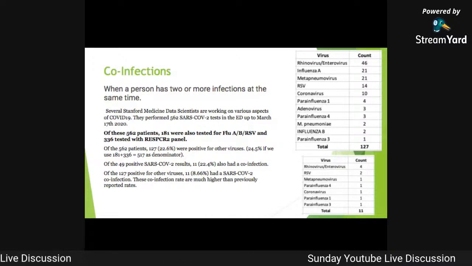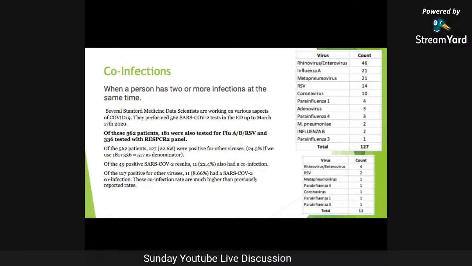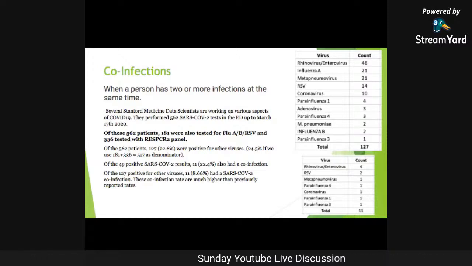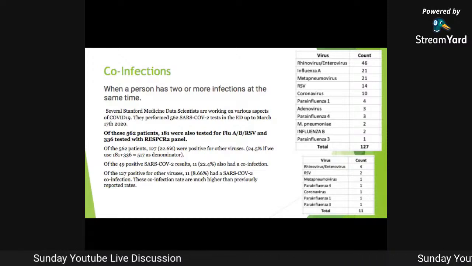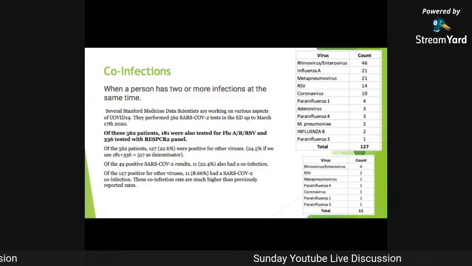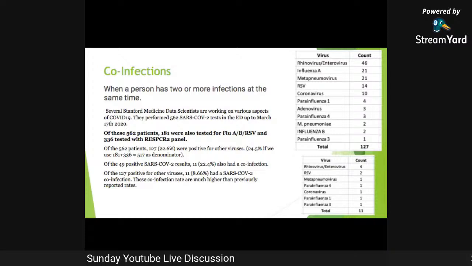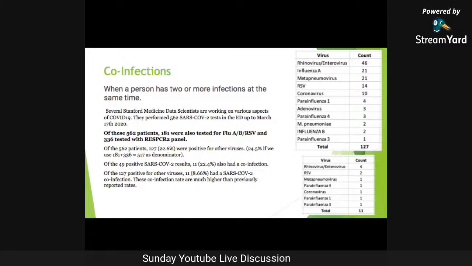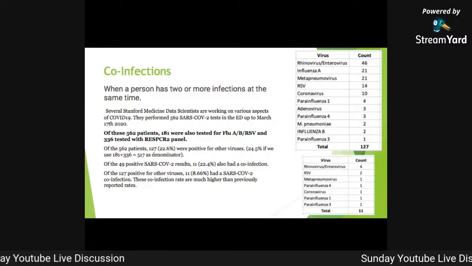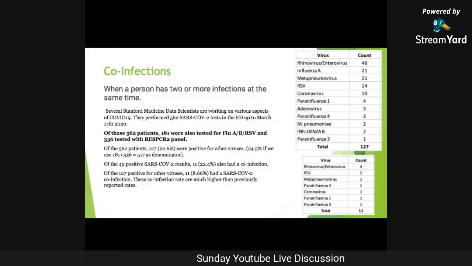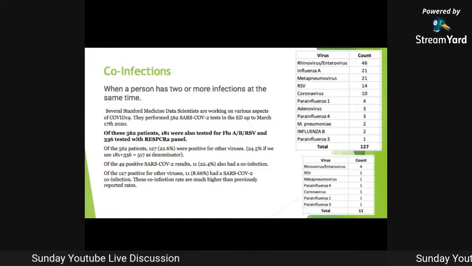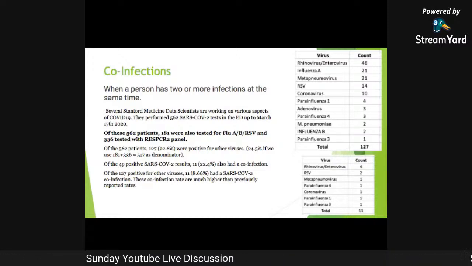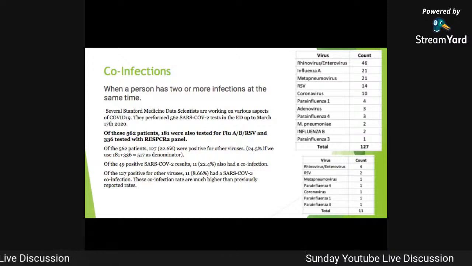Of the 562 patients, 181 of them were tested for flu A, B, and rhinovirus, and 336 of them were tested with a virus panel. So it would cover not just flu, it would cover a gamut of different viruses and things. Of those 562 patients, 127 were positive for other viruses. And 49 of them were actually positive for the SARS-CoV-2. 11 of them actually had co-infections. Of the 122 positive for the other viruses, 11 of those had that SARS-CoV-2 co-infection.